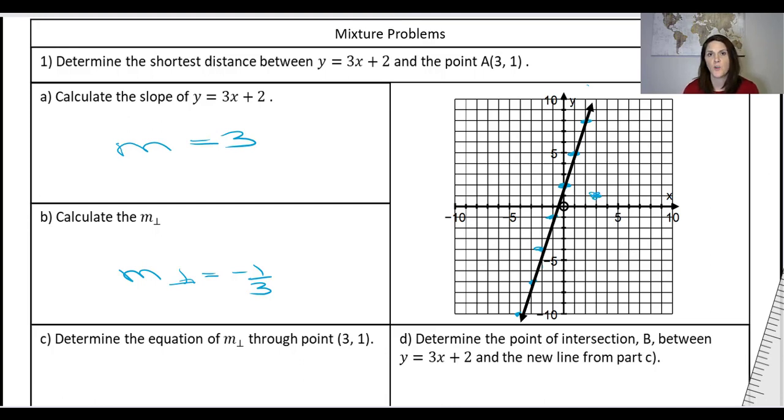So we want to find the shortest distance from the point (3, 1) to our line segment. If we just draw random lines to this line segment, which one would be the shortest? The one that would be the shortest is the altitude. So it's going to make a 90-degree angle. That's why we had to calculate the slope perpendicular. Part C says determine the equation of m perpendicular through the point (3, 1).